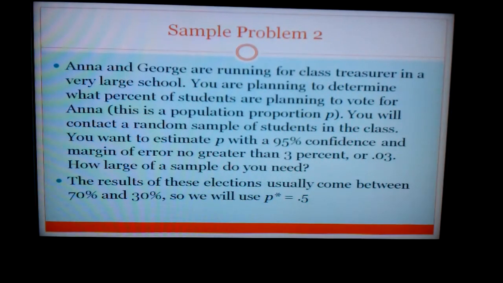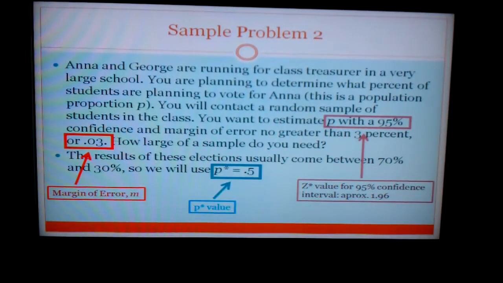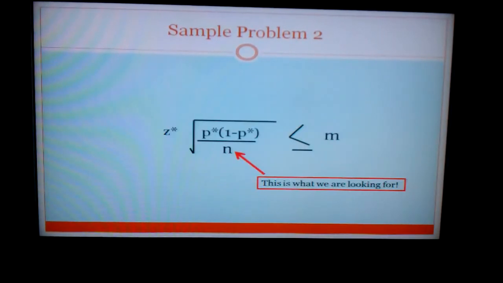The results of these elections usually come between 70% and 30%, so we will use p-star equal to 0.5. With 95% confidence, the z-star value is approximately 1.96. 0.03 is our margin of error, which is m, and 0.5 is our p-star value. And once again, n is what we are looking for.